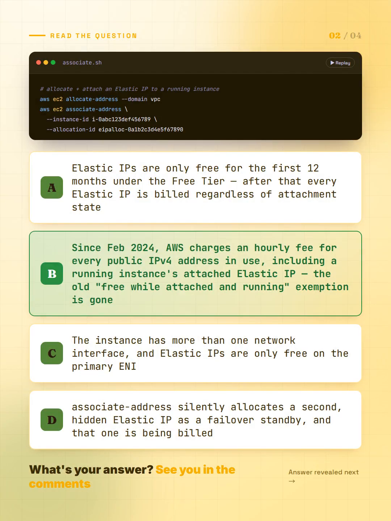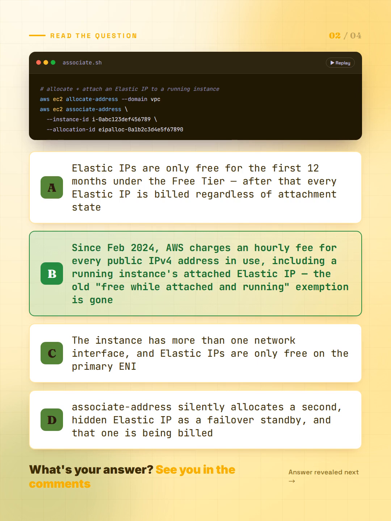The team allocated an elastic IP, associated it with a running instance, and left it there for a full month while the instance stayed up the entire time. When they check the cost report, there's a non-zero line item specifically for that public IPv4 address. So what's the real explanation?